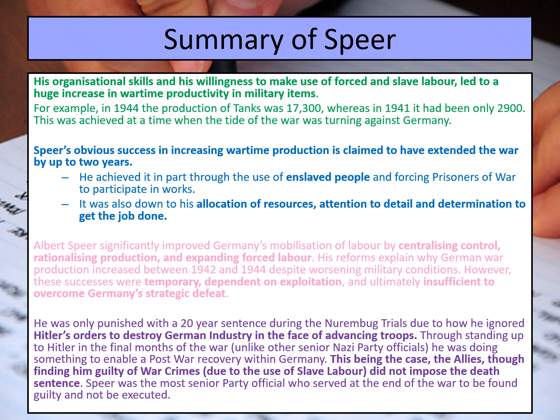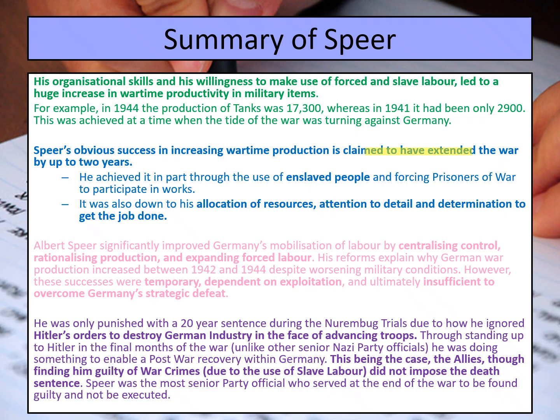An overall summary of Speer then. Now, Speer is seen by all historians as having a positive impact on the Germans' ability to fight the war. Obviously, it's claimed that he extended the war by up to 2 years as a result of those policies. Now, to what extent you would give Speer the credit for those policies is up to you. You could emphasise the role of Fritz Todt and the fact that he had a lot of those ideas already, and that Speer was the one that was just able to put them into practice.